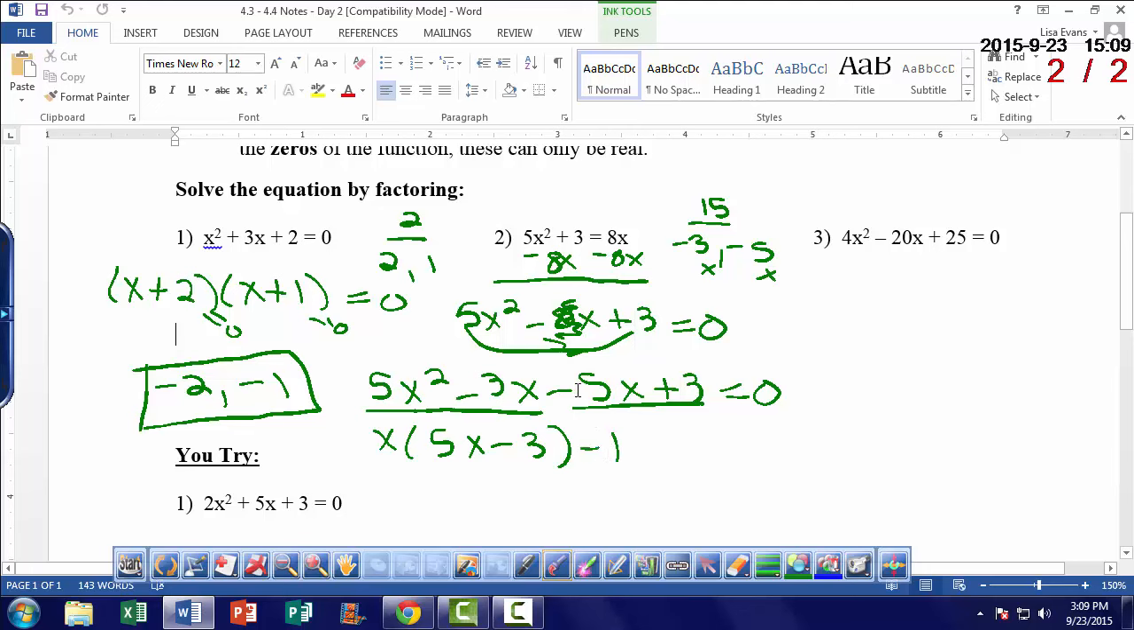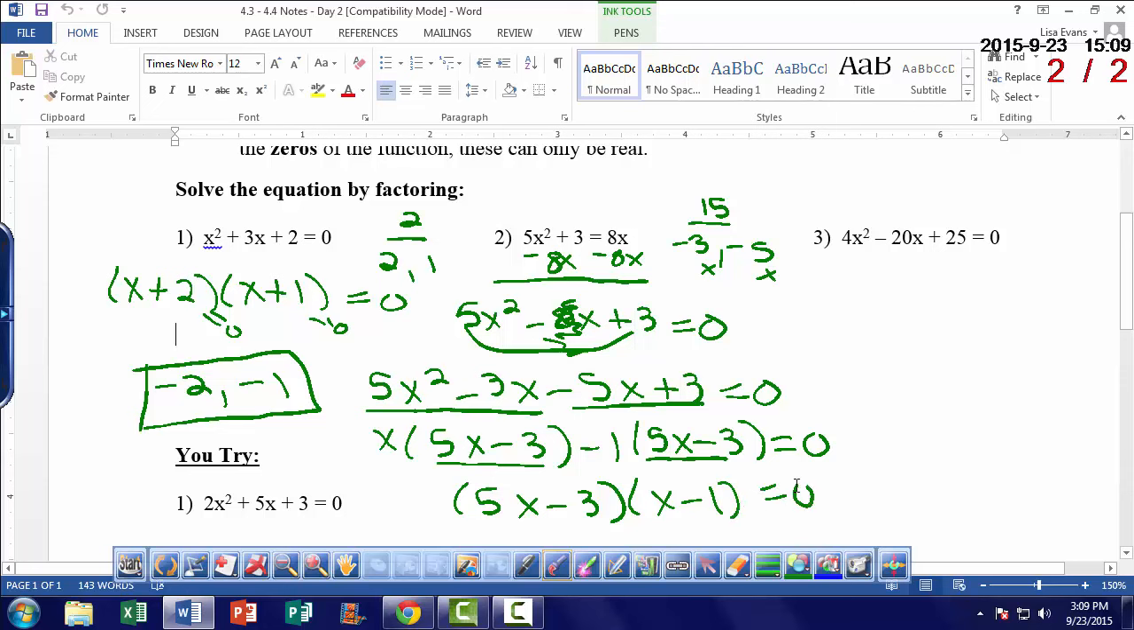I want to make sure I take out a negative. Remember I said if it leads with a negative, factor out a negative. If you don't, you are not going to get like parentheses. You would have gotten the opposite, and then we wouldn't be able to go any further. Now that my parentheses are the same, I'm going to factor those out, and I'm going to put my leftovers in another parenthesis. And I'm not done.